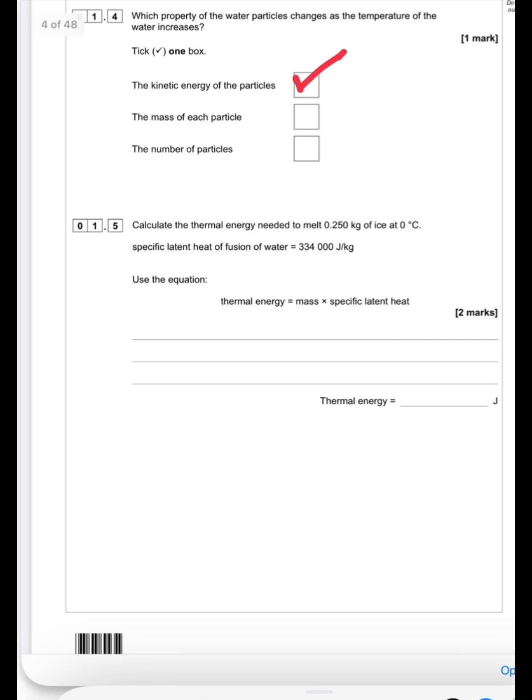The next part of this question is asking you to calculate. The equation is here for us. If it wasn't there, it would be on your equation sheet. And I'm looking at the question and I'm identifying where the numbers are that I might need to use. So calculate the thermal energy of 0.25 kilograms of ice at 0. So I know the ice is melting. So there's my mass of ice.